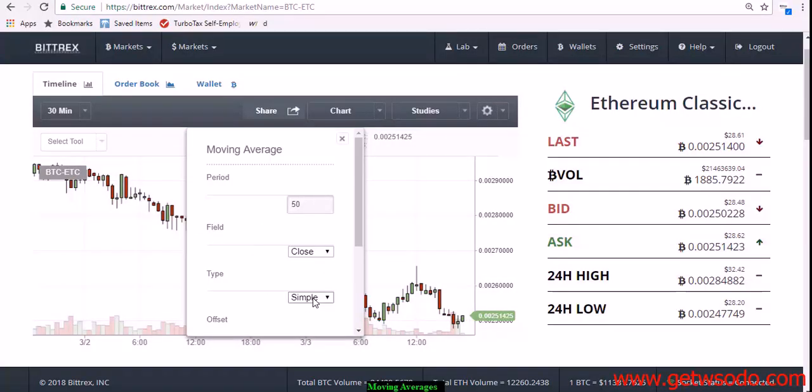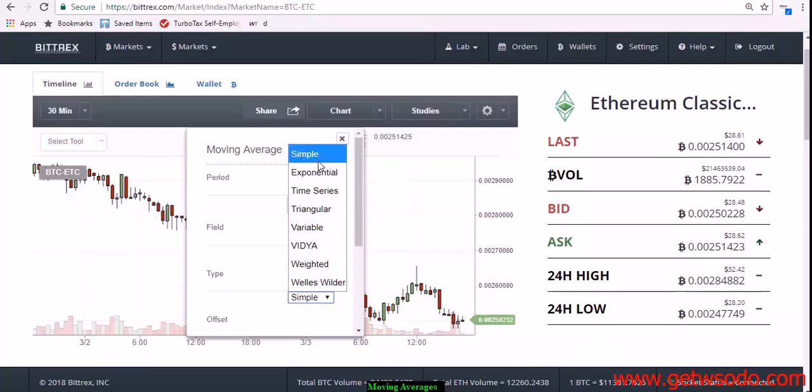Now it's going to let me choose a simple, an exponential, a weighted, etc. It's just these two that I'm going to focus on, and for the most part with technical analysis, you're only going to use these two. So I'm going to go simple, and then you see period. I'm on a 30-minute chart right here, so every single candle is 30 minutes. If I kept this period at 50, that would mean 25 hours.